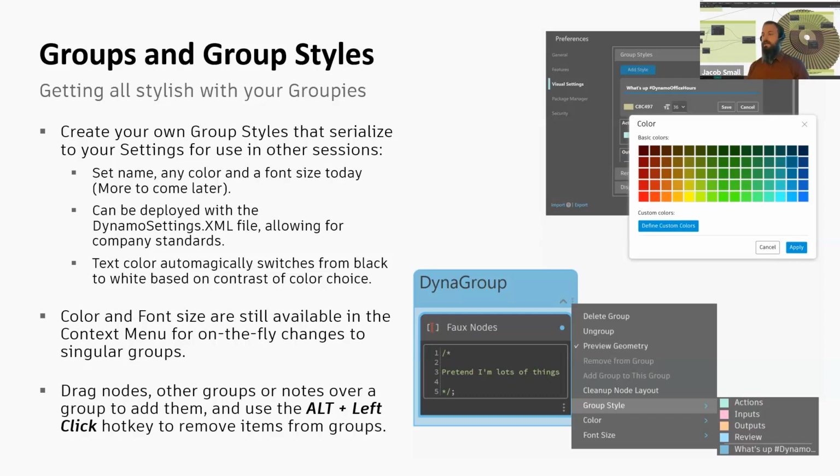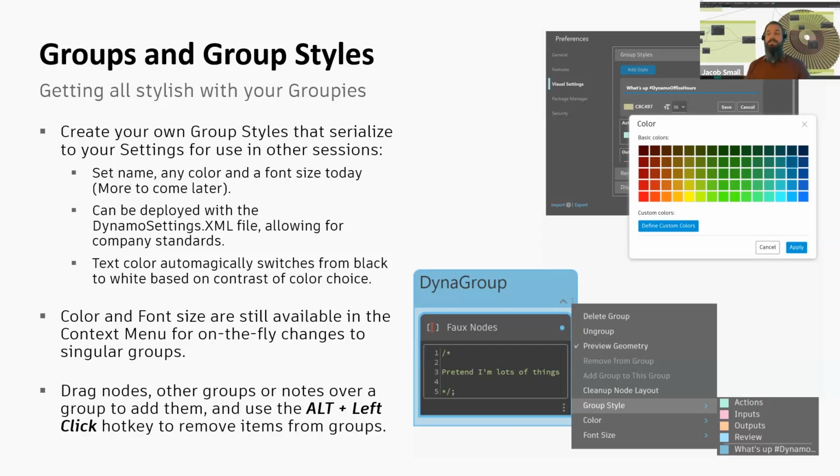You're just going to right click on the group and then select the group style that you want to have, from not only the standard styles that are there, but also the customized ones that you have added in, which is really cool. Font color and font sizes can still be changed individually for on-the-fly settings to singular groups. If you don't want to apply the entire style, but portions thereof, you can still do that.